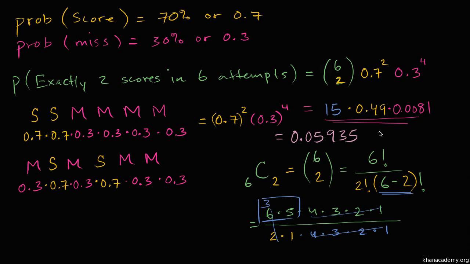Or we could say this is approximately, if we round to the nearest percentage, a 6% chance, 6% probability of getting exactly 2 scores in the 6 attempts. I didn't say 2 or more. I just said exactly 2 scores in the 6 attempts. And it's a fairly low probability because I have a pretty high free throw percentage. If someone has this high of a free throw percentage, it's reasonably unlikely that they're only going to make 2 scores in the 6 attempts.